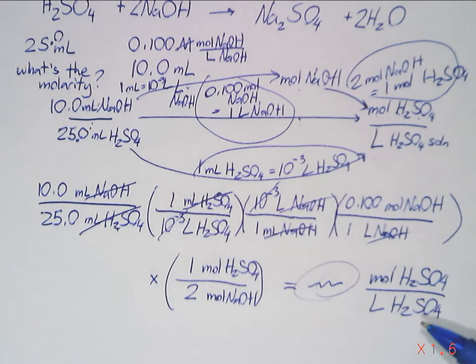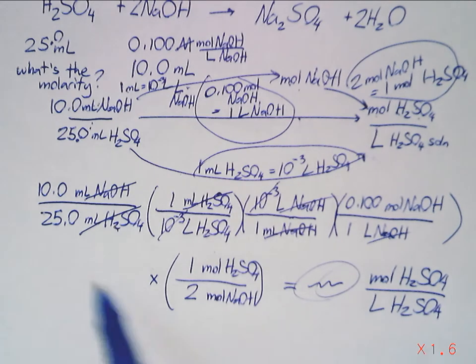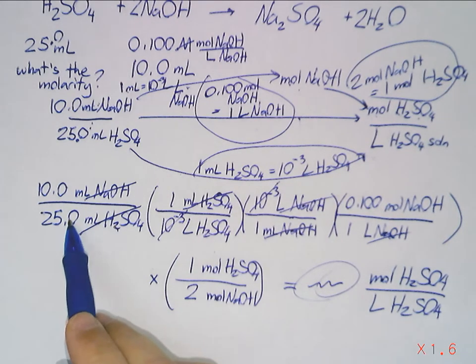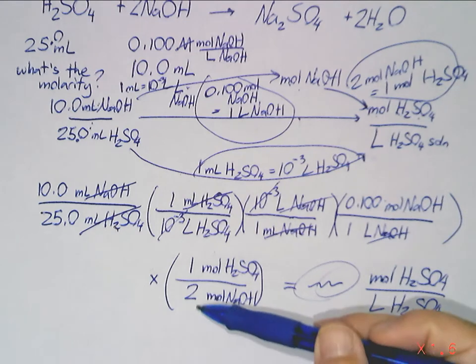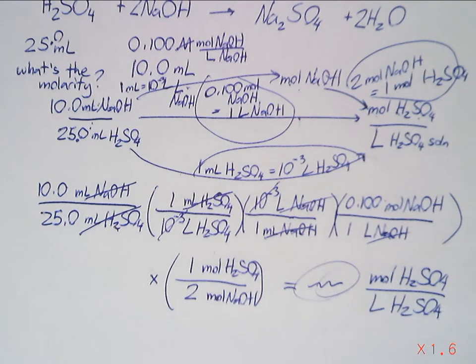So this gives me the molarity of this. How many significant figures should I round my final answer off to? Well, I have 3 significant figures here, 3 significant figures here, and this is exact. So I would round that off to 3 significant figures. I would know the molarity of that unknown sulfuric acid solution out to 3 significant figures.